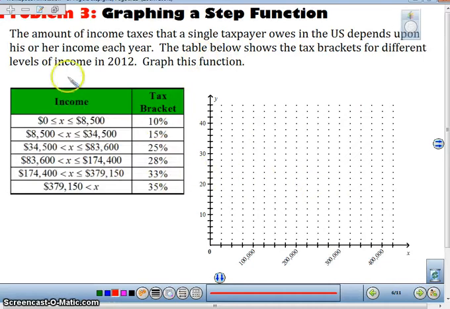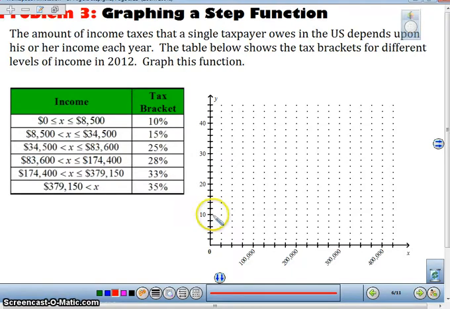So as we look at problem 3, it says the amount of income tax a single taxpayer owes the United States depends upon her income each year. This table shows the tax brackets for different levels of income in 2012. Graph the function. So first off, we need to think, from 0 to 8,500. If we look at this, this is 100,000, so this would be 20, 40, 60. If we are going across, we would be looking at 0. And then we have to have that first one for 8,500. That's going to be really small right in here. That is at our 10%.